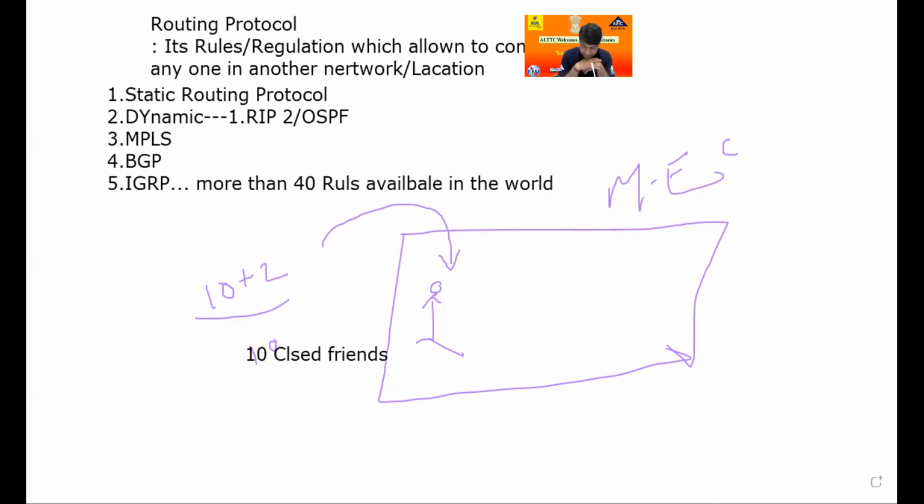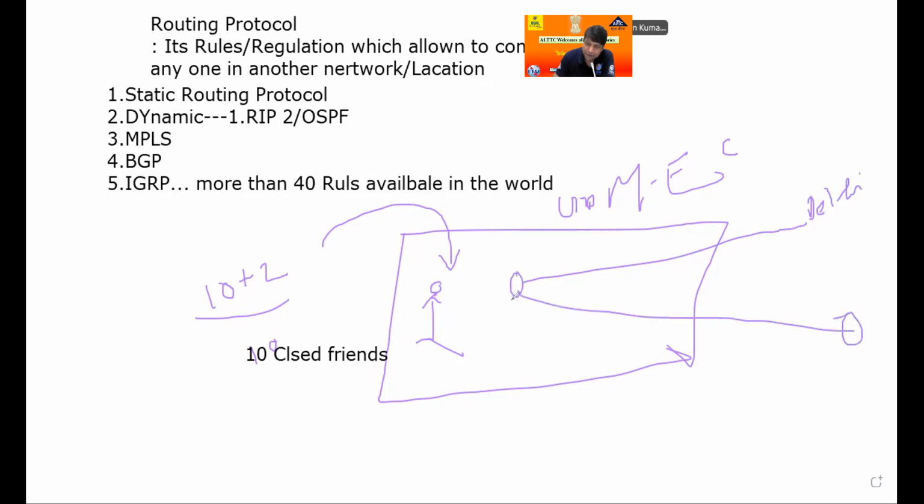Number two, if you want to go outside, suppose from this college to go outside to Delhi. Suppose this military engineering college is in Ghaziabad, and the nearby location is Delhi. For any work you want to go to Delhi, and from this college to Delhi we have three different ways. This is route number one, this is route number two, and this is route number three. So you have three different routes.